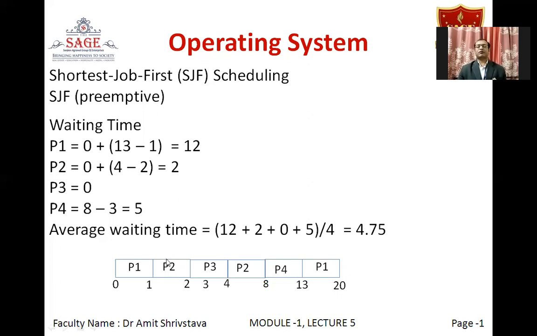So P2 has arrived after 1 unit time interval, and we have allotted the CPU after 1 unit time interval. So here the waiting time of P2 will be 0. But after 2 unit time interval, we have taken the CPU from P2 and given it to P3. Next, we have allotted the CPU to P2 after 4 unit time interval. So it had to wait from 2 to 4, that is 4 minus 2. So the total waiting time for P2 will be 2.